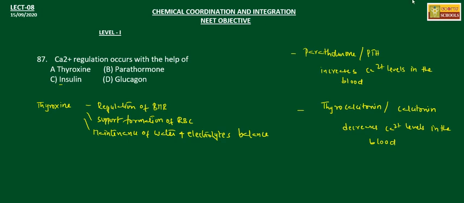We know insulin is related to sugar control. It decreases blood sugar, whereas glucagon increases blood sugar. So they are not concerned with calcium regulation. Calcium regulation occurs with the help of parathormone, that is parathyroid hormone. So option B is right.